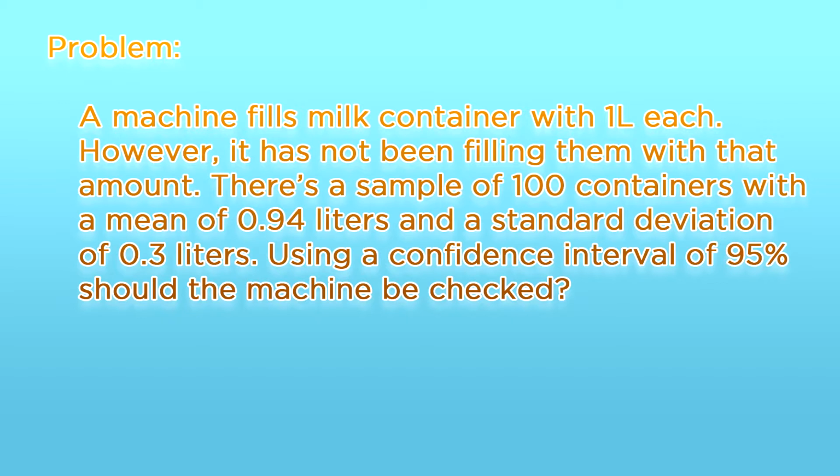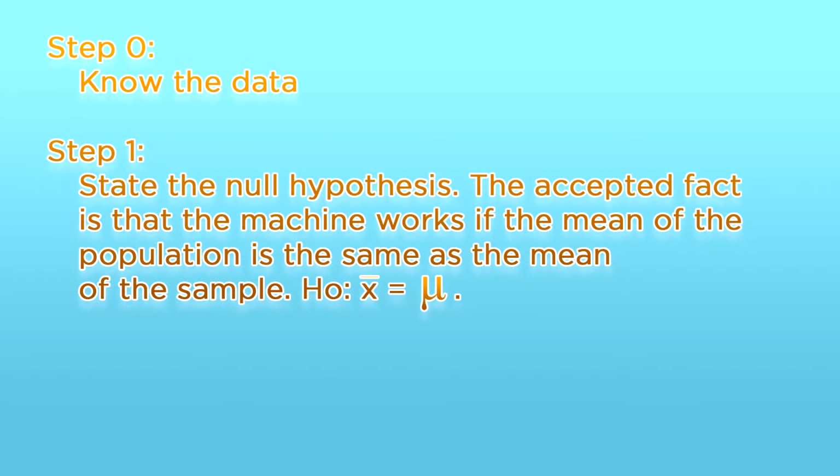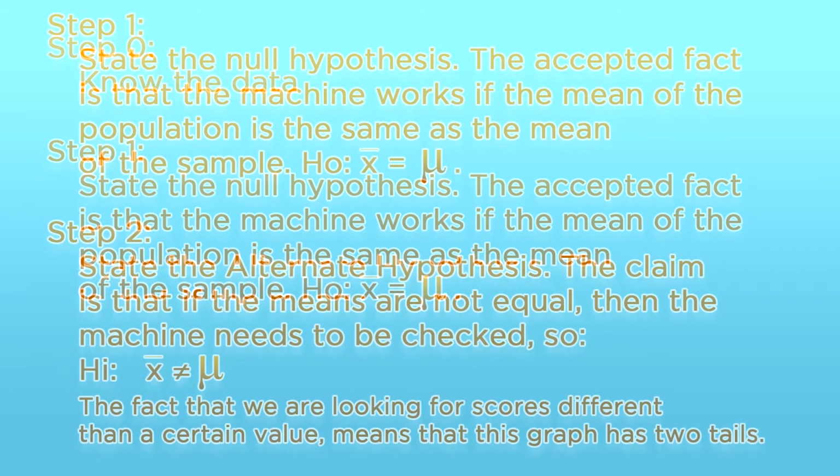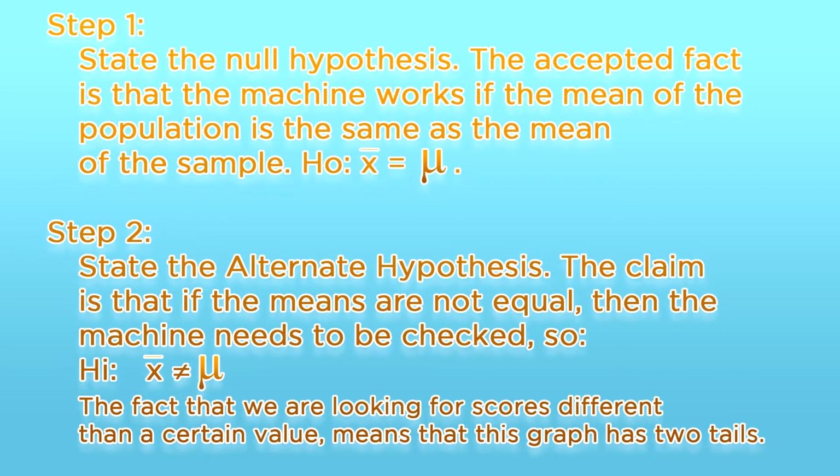So the first thing that we need to do is arrange all of our data, and we're going to state the null hypothesis. This is going to be the accepted fact, and this one is that the machine works if the mean of the population is the same as the mean of the sample. So we're going to write that down as H0: mean of the sample equals mean of the population. Step 2 is to state the alternate hypothesis, which is the claim that if the means are not equal, then the machine needs to be checked. So we will write it down as H1: mean different than mean of the population.